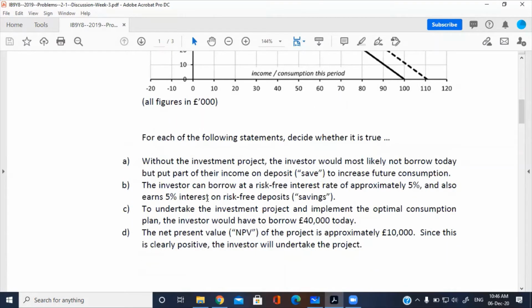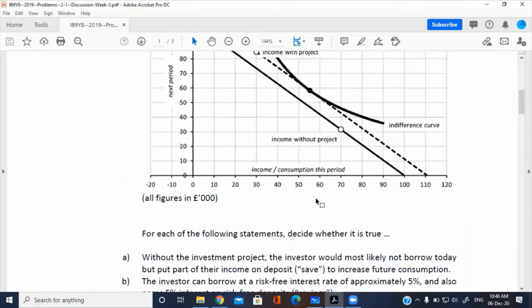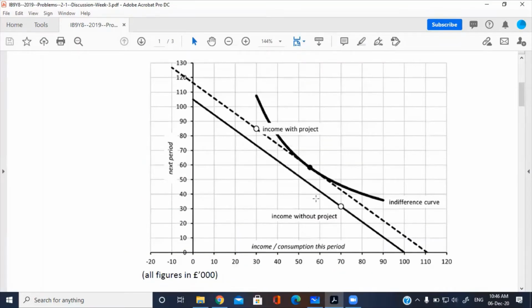Next one: the investor can borrow at a risk-free interest rate of approximately 5% and also earns 5% interest on the risk-free deposit or savings. Okay, so I think it is very much evident from the diagram. If you understand how the vertical and horizontal lines are connected by this consumption opportunity set line, you see the horizontal distance is 100 and the vertical distance is approximately 105.